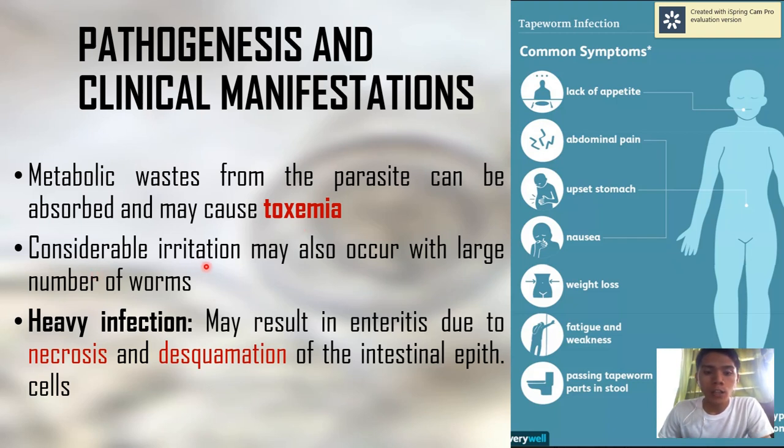Considerable irritation may also occur with a large number of worms. If you have a large number of worms, you will most likely have irritation. The manifestations of irritation are diarrhea or stomach upset, abdominal pain, and fatigue. Heavy infection may result in enteritis due to necrosis and desquamation of the intestinal epithelial cells. Necrosis and desquamation are caused by the migration of the parasites inside your stomach.